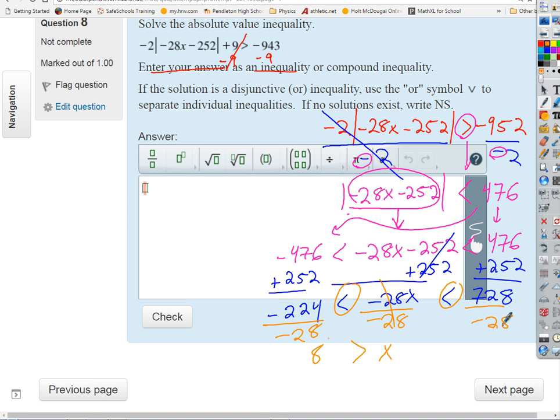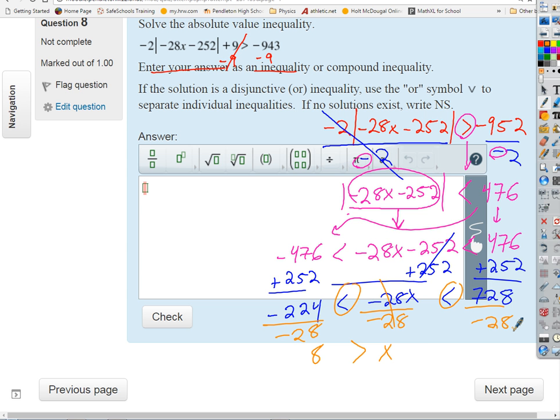So, and then the other side, 728 divided by 28. Oh, that's not going to go either. I better check that one. I'm not going to do that in my head. That gives us 26. It does go evenly.